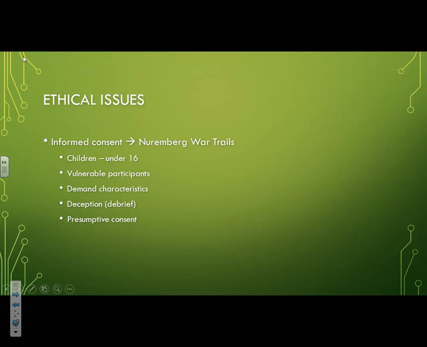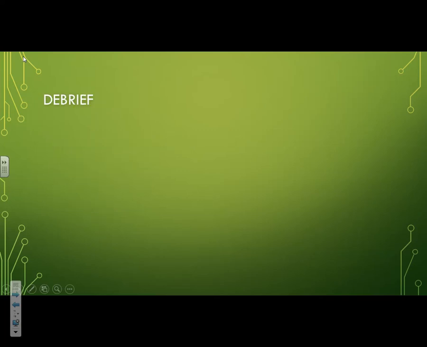So the problem with informed consent is that it causes demand characteristics because they know the aim. However, that can be dealt with by deception, so not sharing the aim with them, but you have to have a good reason and an excellent debrief. And then presumptive consent: you ask people about other people similar to them, would you be willing to take part? If they say yes, we can presume that they would be willing to take part as well.